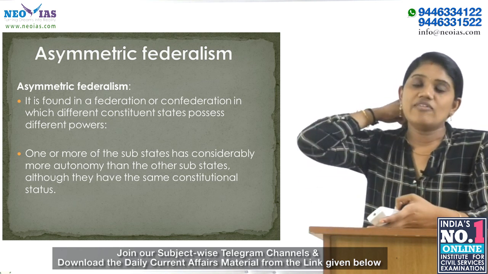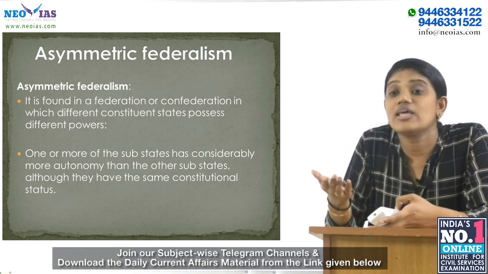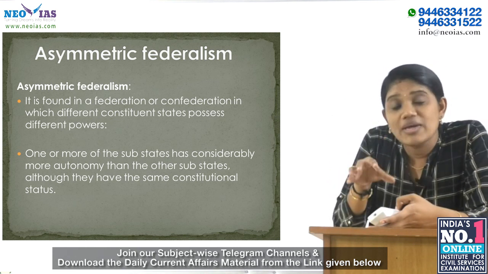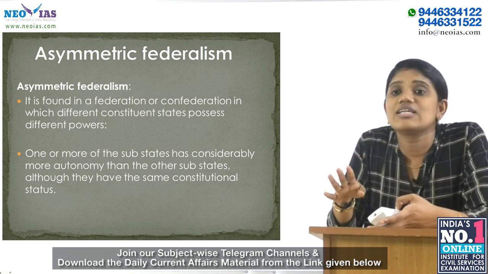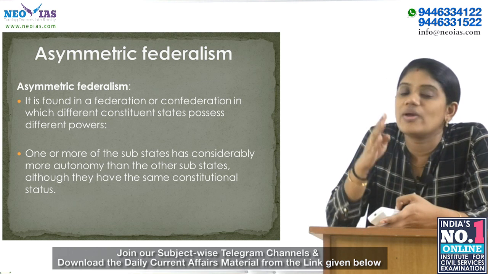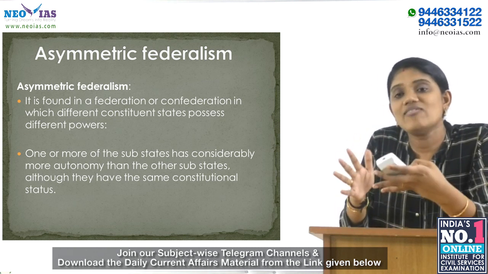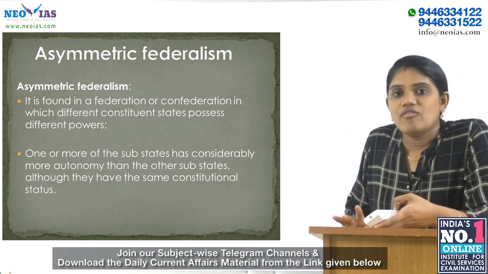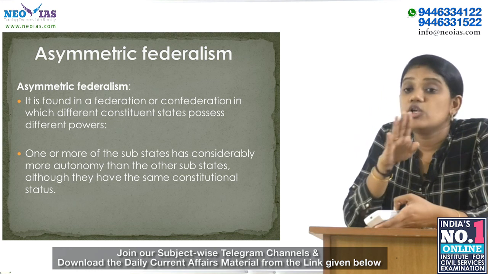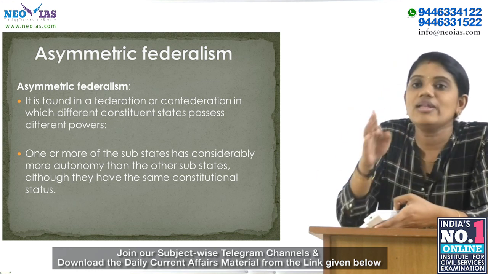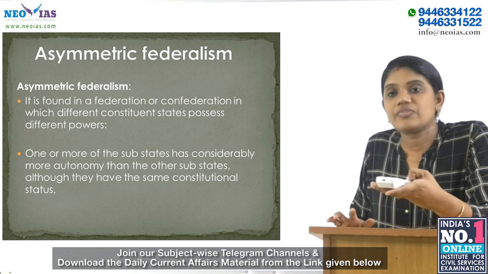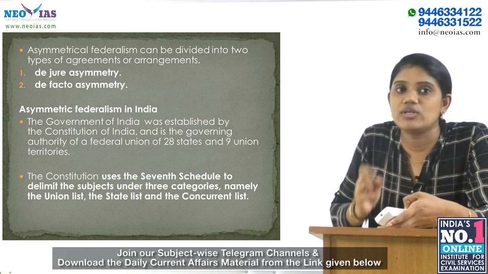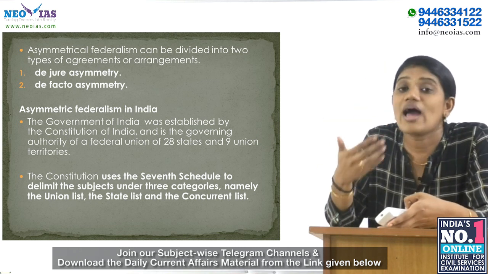Okay, so we can say this is in contrast to symmetric federalism. Usually in a symmetric federalism, no distinction is made between the constituent states. So simply we can say asymmetric federalism is in contrast to symmetric federalism. Why? Because in a symmetric federalism, no distinction is made between the constituent states. Clear? Also, asymmetric federalism can be divided into two types of agreements or arrangements.